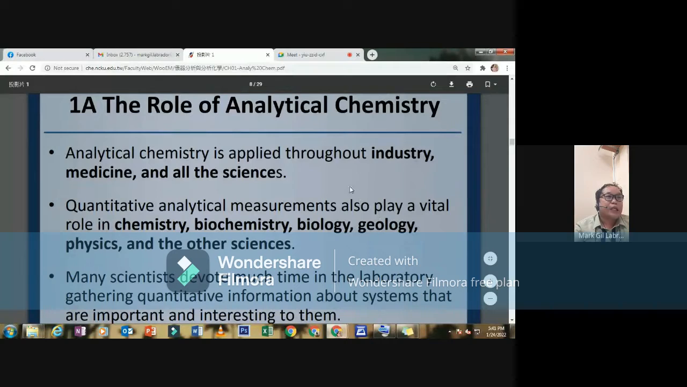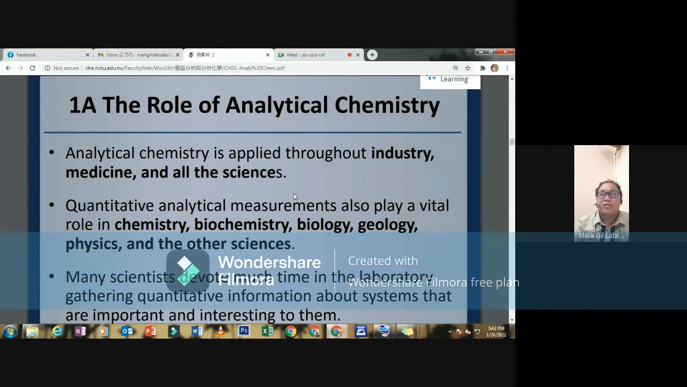First, it is applied throughout the industry. Not only in the industry, but also in the medicine and all the sciences. So it's very important. Maybe siguro nasa subject nyo ito ngayon. Kasi when you are a graduate of BS Ed Science, actually, if you will not going to teach or ayaw maging teacher, pwede ka actually sa mga laboratory.